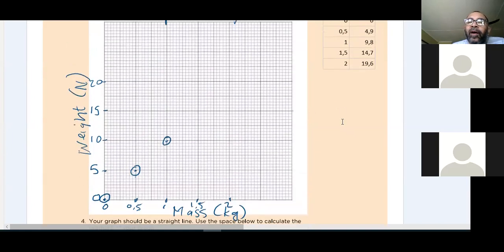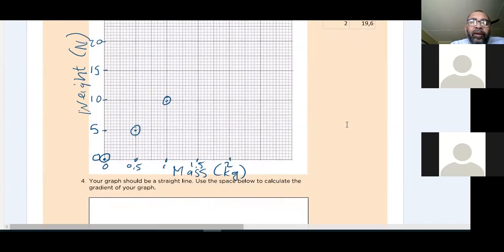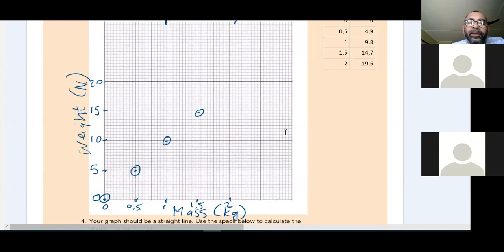Next one, 1,5 and 14,7. 1,5, that will be 11, 12, 13, 14,5,7, so in the middle there. And mass of 2 and 19,6. So that's 19,5, just above that line.